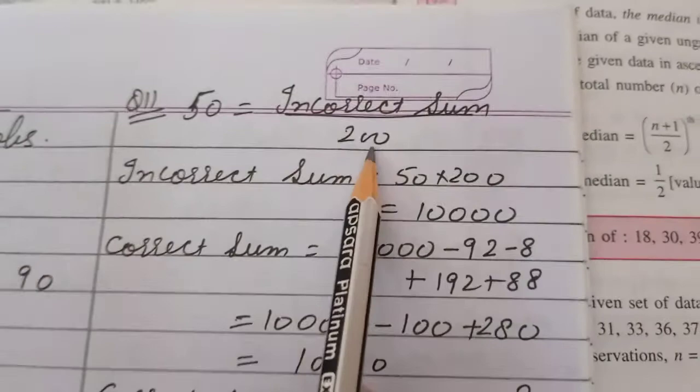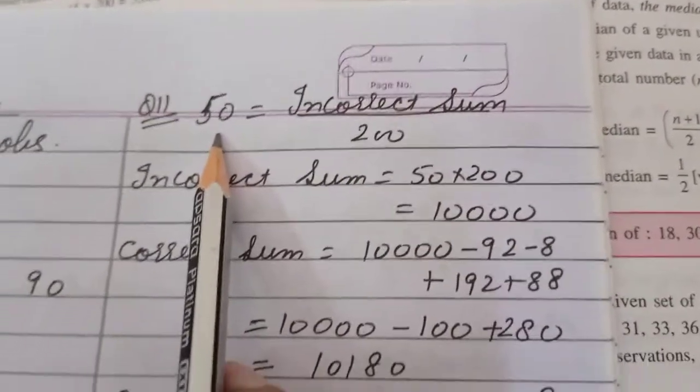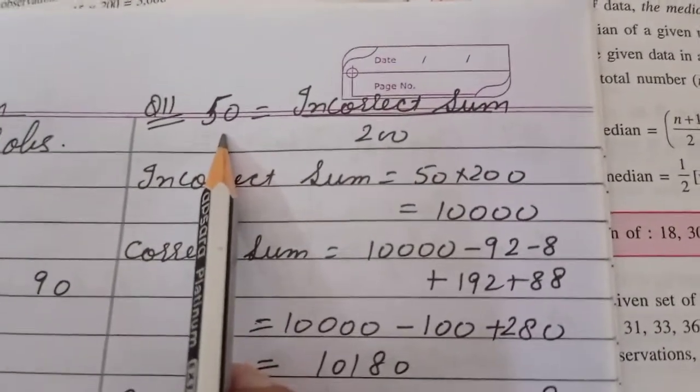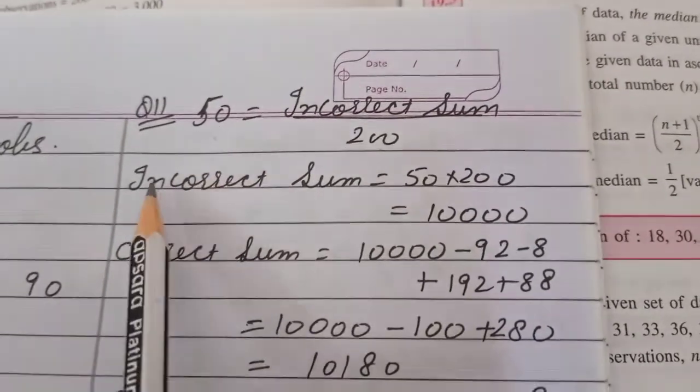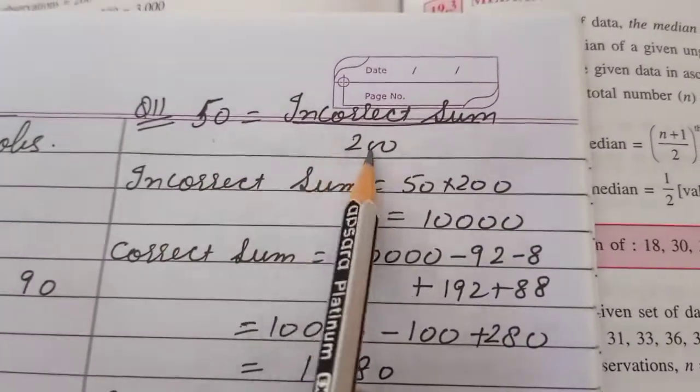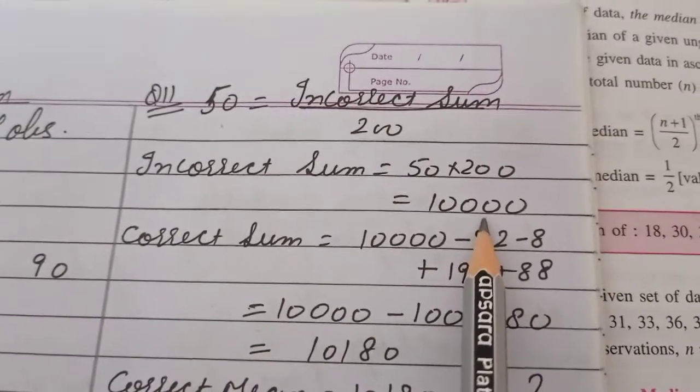Question number 11. The mean of 200 observations, 50, is given. Clear? Again the same kind of question. We have done a misreading over here. So let's find the incorrect sum. When you multiply, this is the incorrect sum. So what happened?